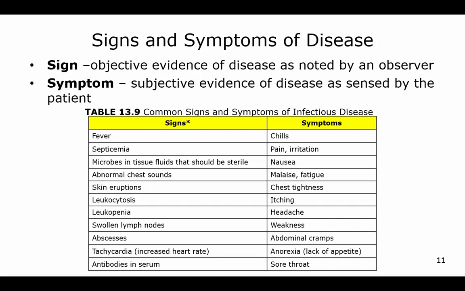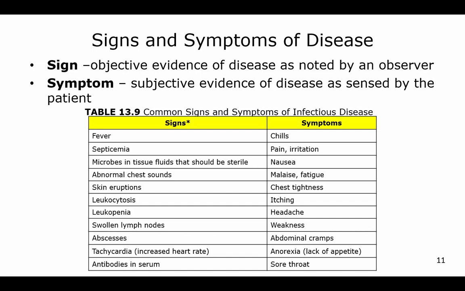When somebody has septicemia, okay, so increased white blood count, or like in the case of leukocytosis, increased white blood count, they'll often have itching or pain or irritation. If there are microbes in fluids, they often feel nauseous. If the person complains of fatigue and malaise, you can do your auscultation by listening to abnormal chest sounds. Again, leukopenia, that means low white blood count.